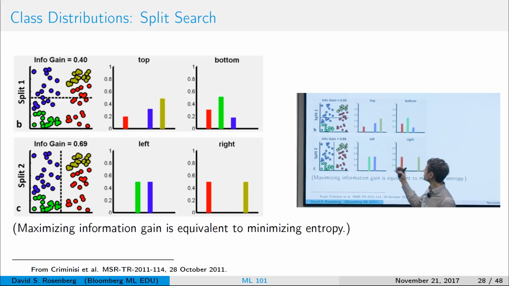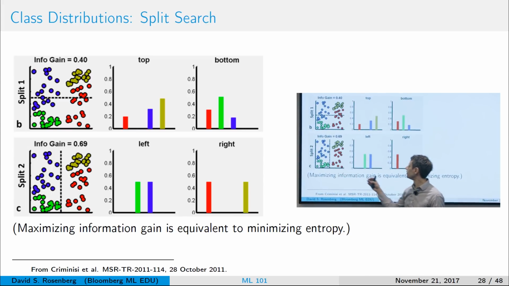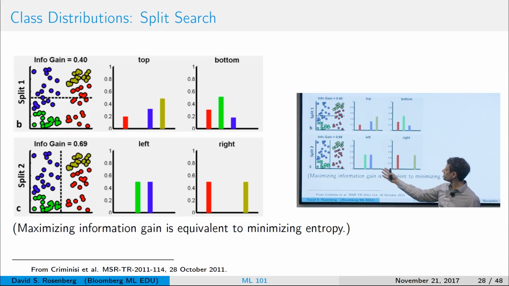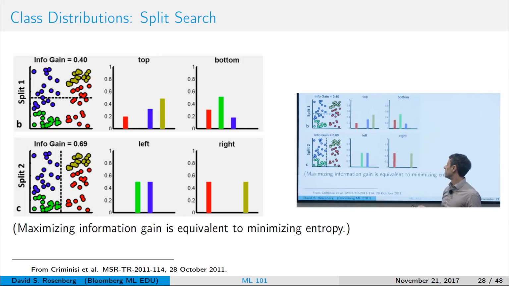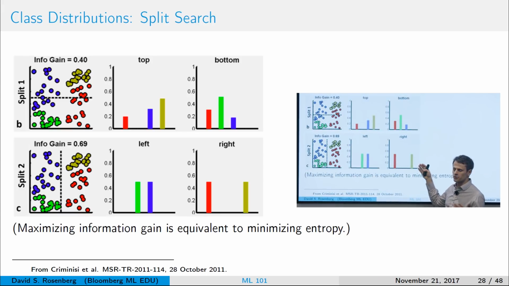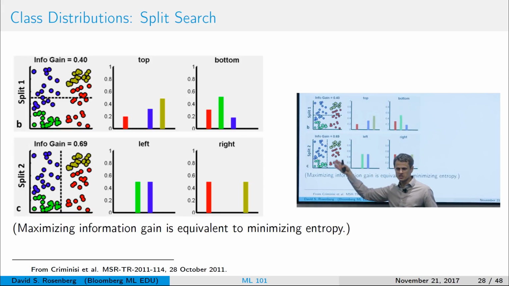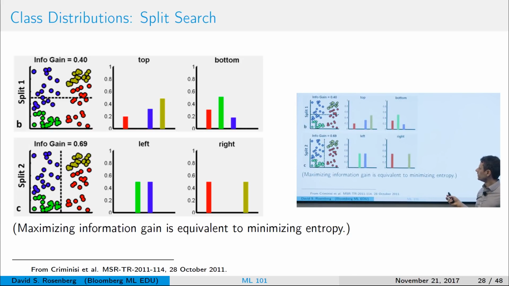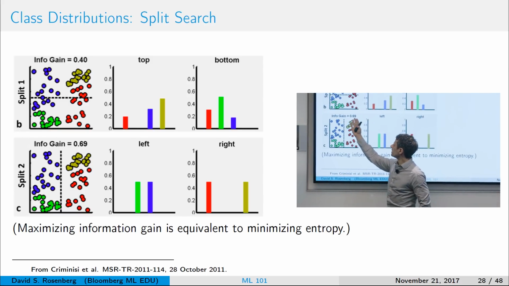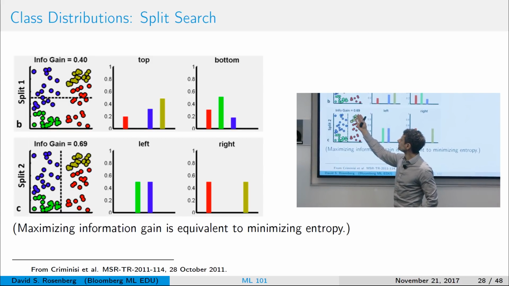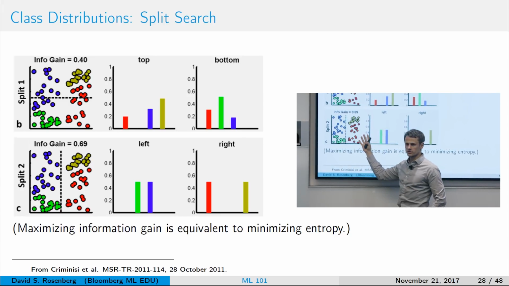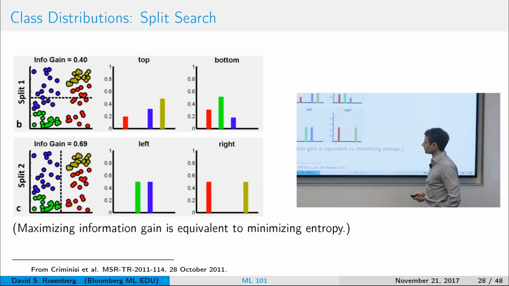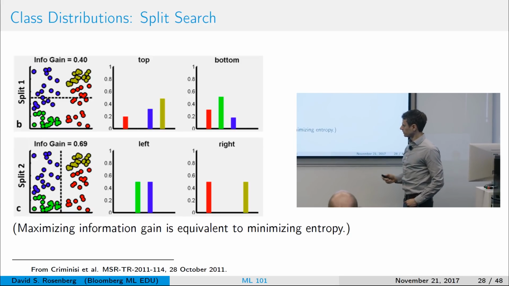Right. So here's another split, vertical. And visually, this looks more pure. We only have 2 classes instead of 3. And indeed, under the entropy measure, or here they write information gain, it's a synonymous method, this will be preferred over this. And you can see numerically, information gain 0.69 versus 0.4, so it will choose this split. All right. Any questions?